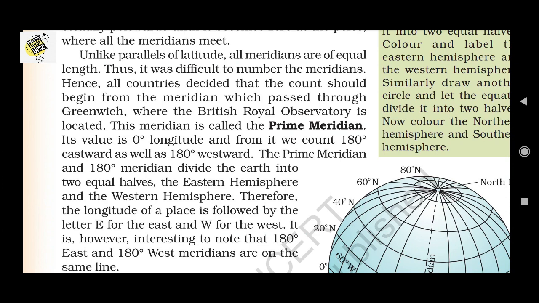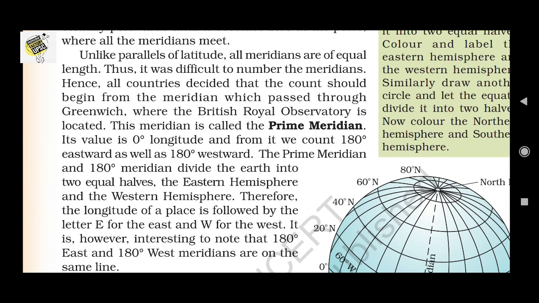So let's move to the next section. Unlike the parallels of latitude, all meridians are of equal length, and thus it is very difficult to number the meridians. Hence, all the countries decided that the count should begin from the meridian which passes through Greenwich. There is the Greenwich line, which we have to note, where the British Royal Observatory is located.